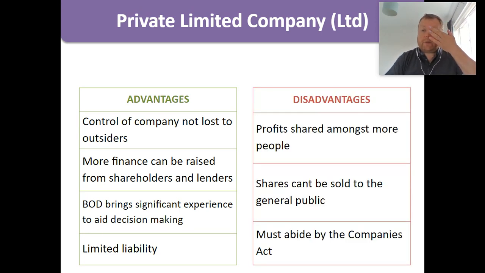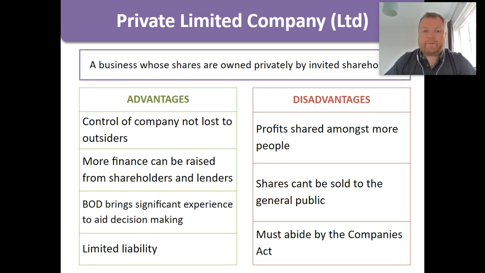Disadvantages of private limited companies. Again, because you're inviting more people to have ownership of your business, then the profits must be shared amongst those people too. Shares can't be sold to the general public, so that's a disadvantage if you want to grow. If you've run out of friends or family who have money that they want to invest in your business, there's a limit to how many shares you can sell, and you must abide by the Companies Act. So again, this is some government legislation that has certain rules for these types of companies. And a wee reminder that a business whose shares are owned privately by shareholders is the definition of a private limited company.